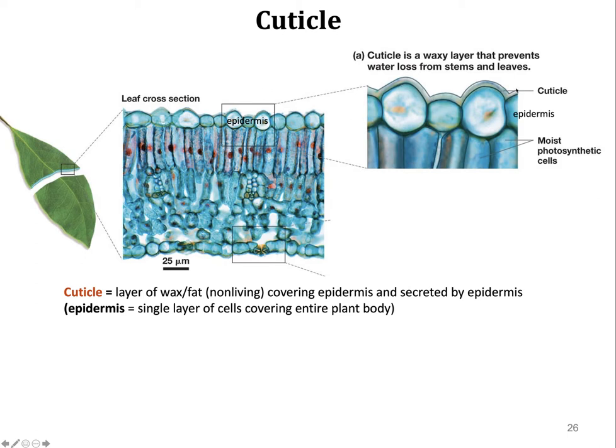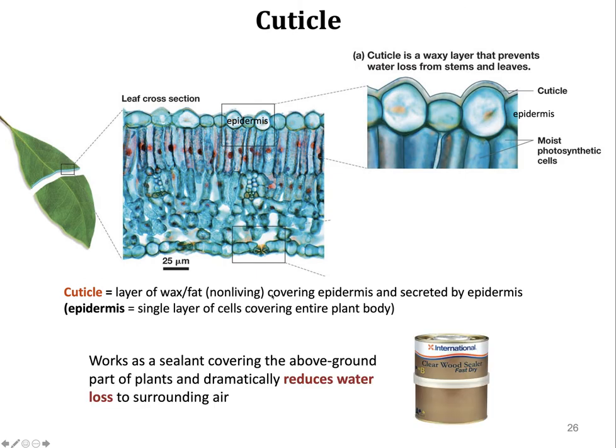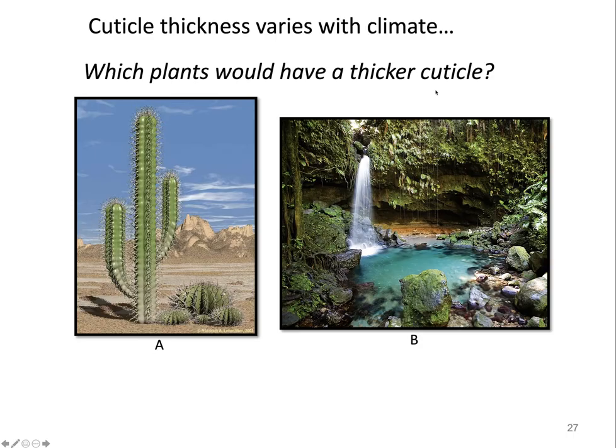it has this waxy layer called a cuticle. And all that is basically a layer of wax and fat and non-living stuff that covers the epidermis, and it's secreted by these epidermal cells. And basically what that cuticle does is it works sort of like a sealant, covering all these above ground parts of the cells, and it dramatically reduces water loss to surrounding air. So there's way less water loss thanks to this waxy cuticle or covering.